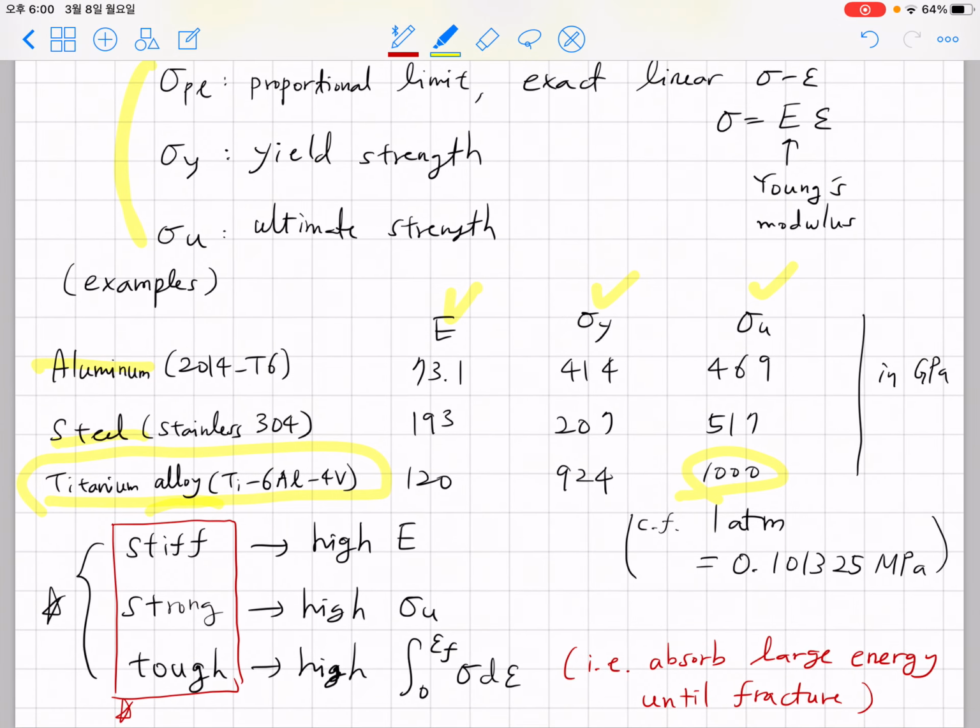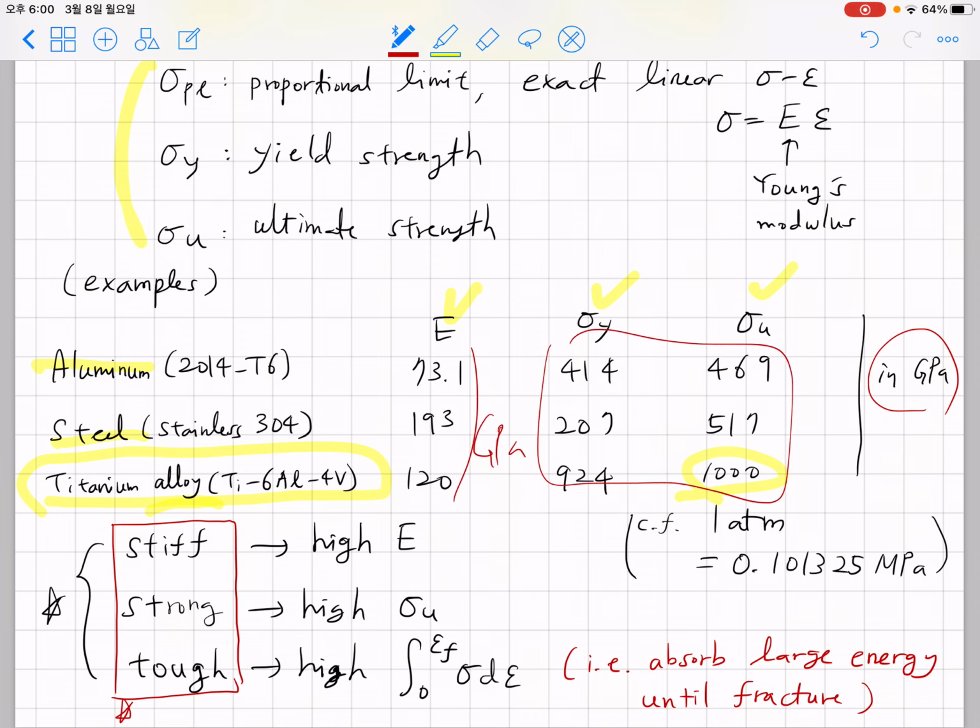Okay, so let me see. Actually, I don't think the unit is right. This must be GPa. These may be in MPa, megapascal. Please be careful about this.